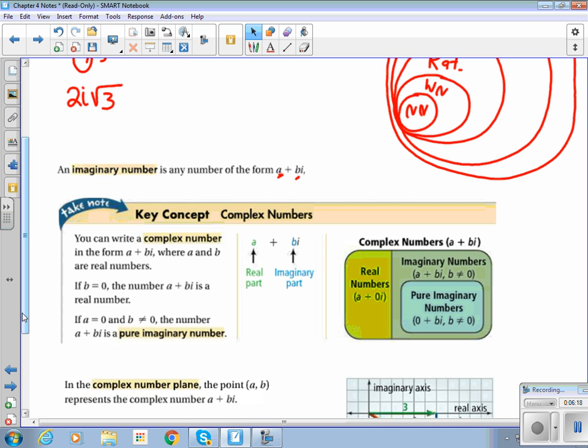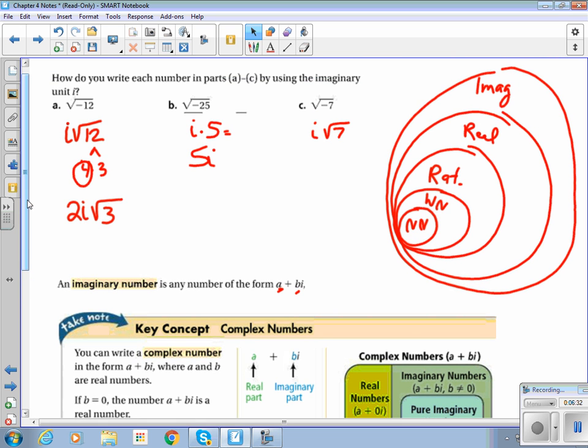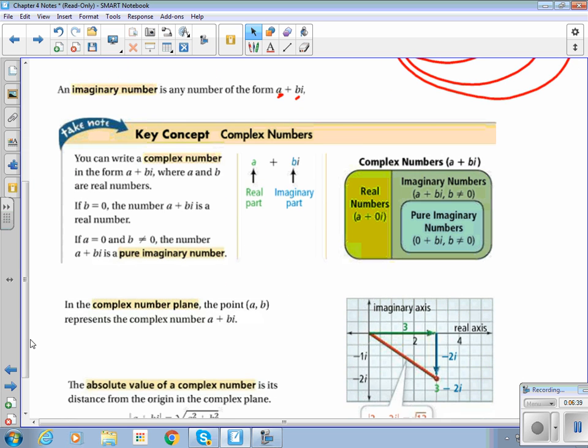So we have real numbers, we have imaginary numbers, and we have pure imaginary numbers. So I'm sorry, my Venn diagram was askew. We modified it. So imaginary numbers and then pure imaginary. Oh, I'm going to keep it. Let's keep it. Haters going to hate. In the complex number plane, so you can graph complex numbers. We're going to let the a be on the x-axis and the b be on the y-axis.